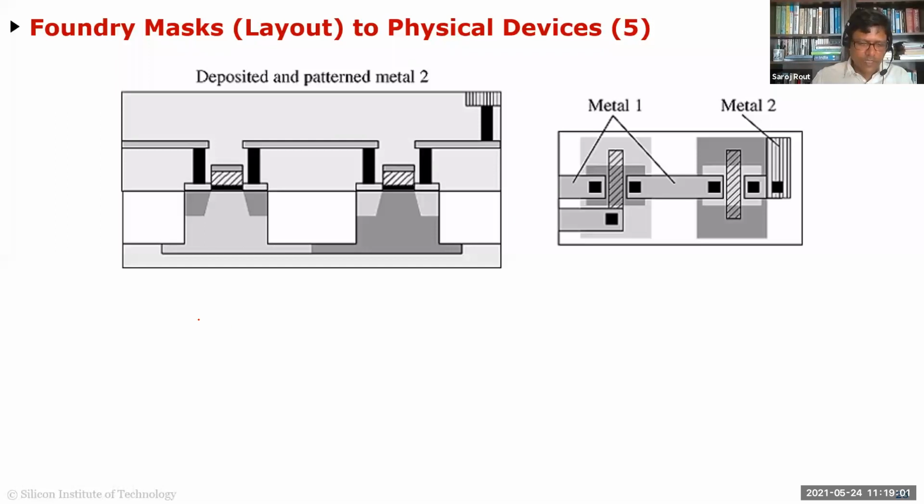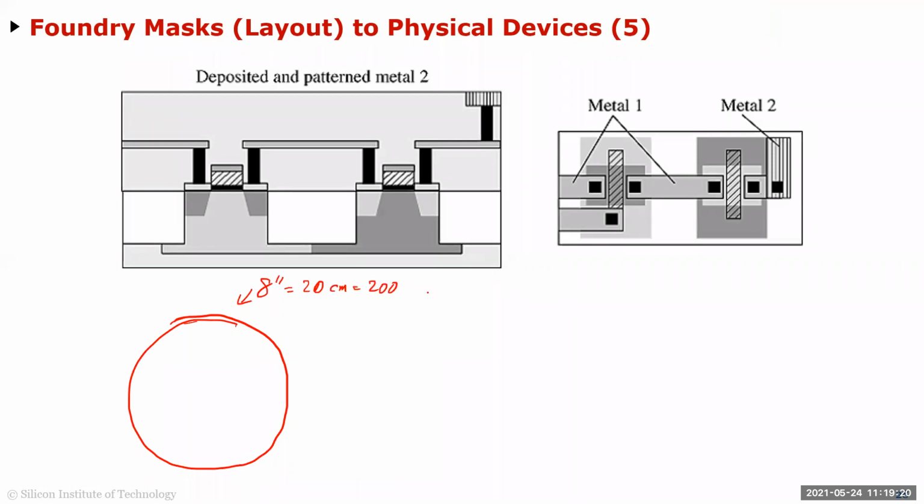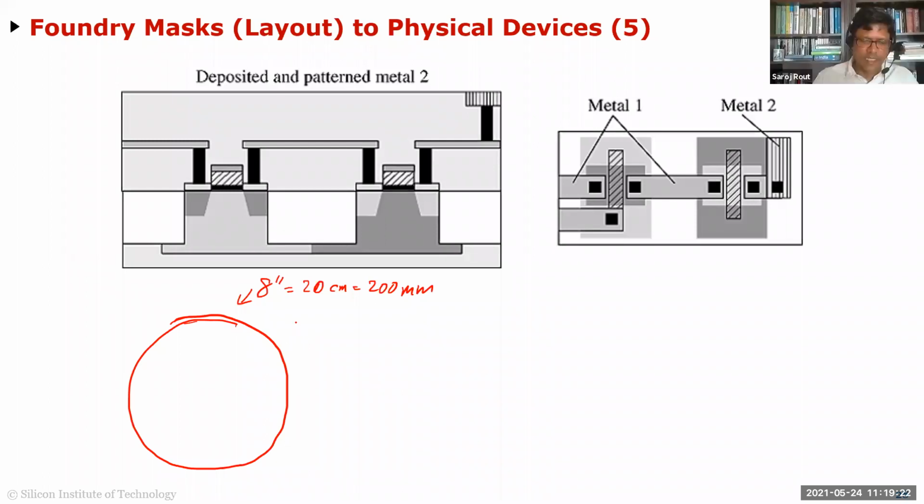Okay. So I told you, right? They take a wafer. For example, for processors, the most popular is the 8-inch wafer. And 8-inch is how many centimeters? I think it's 20 centimeters, right? Yes, 200 millimeters, roughly. This is the diameter, right?